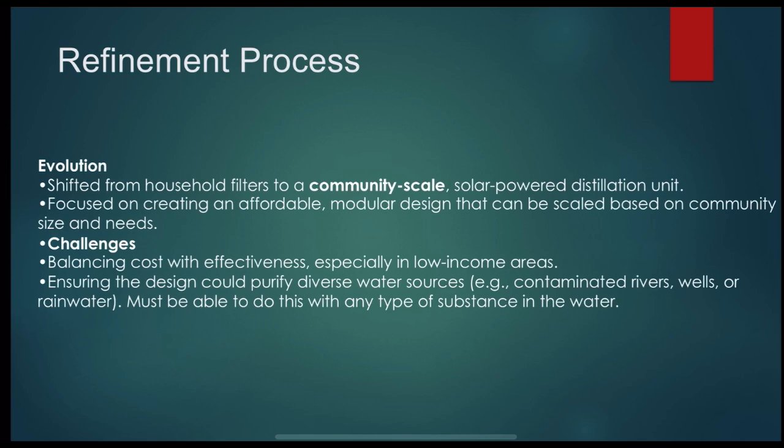For the refinement process, we noticed an evolution. We shifted from household filters to a community-scale solar-powered distillation unit, focusing on creating an affordable modular design that can be scalable depending on the needs. The challenges were balancing cost with effectiveness, especially in low-income areas, and ensuring that the design can purify diverse water sources, for example, contaminated rivers, wells, or rainwater. It must be able to do this refinement process with any kind of substance in the water.